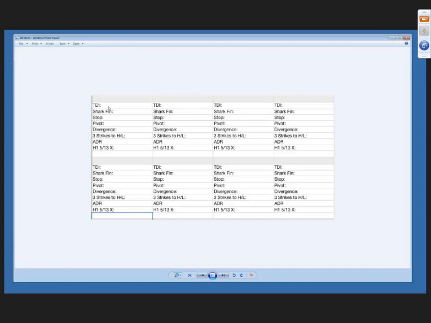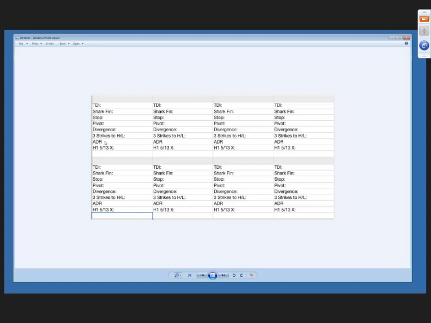I check the TDI and see where it's at, overbought or oversold. I'm looking also for shark fins. I want to see if the pattern in the London session stop hunted. I'm looking at the behavior that it displayed prior to me coming to the terminal. Also looking at the pivots and seeing how the London session has played out. Looking for diversions. Steve, the strikes to the high and low, we talked about that. I'm also looking at the ADR to see how far it's already run, and I'll show you how I do that in just a moment.